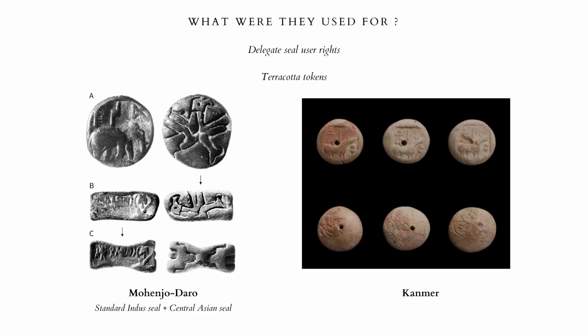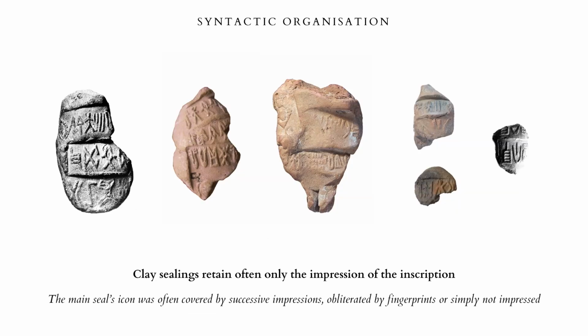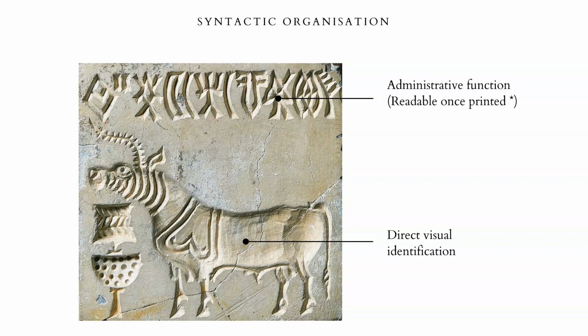To understand the use of seals in the Harappan culture, it is also important to note that almost all of the clay sealings had the part of the seal with the inscription stamped and legible, while the animal icon was rarely recognizable in its entirety, being covered by other impressions, obliterated by fingerprints, or simply not impressed at all. Therefore, in the administrative system of the Indus civilization, the inscription on the stamp seals appears to have played a central role, while the iconography was not equally important, or most likely it performed primarily a function of visual identification of the seal user directly from the object, not from its impression.